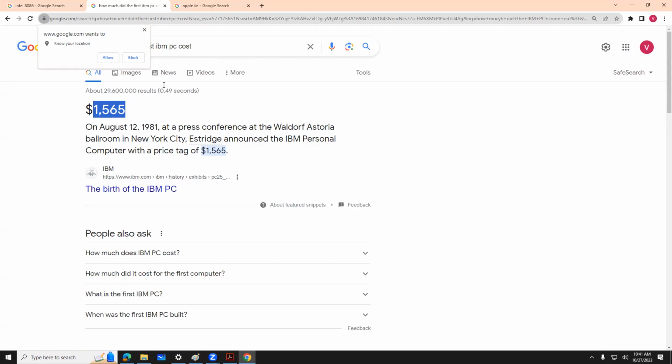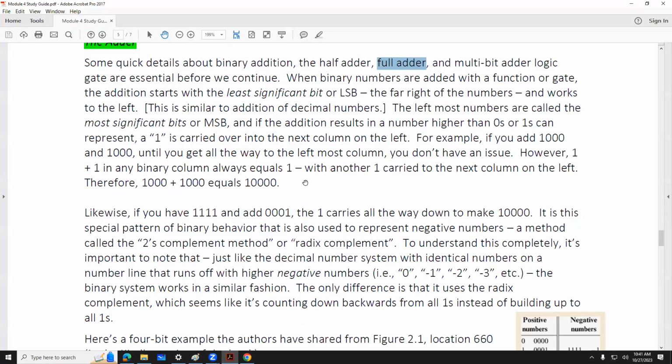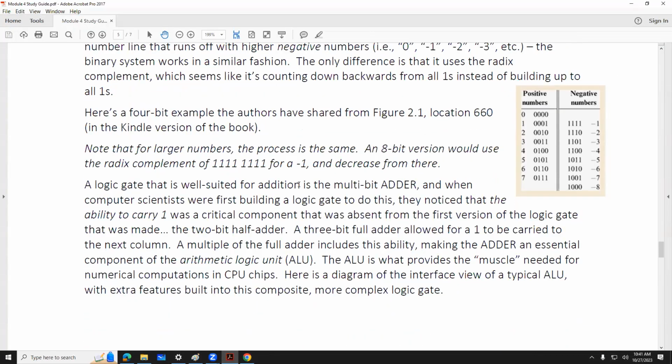IBM made its first million creating typewriters. IBM wasn't a computer company at first. They were a typewriter company, and they had keyboards, okay? This is just a little trip down memory lane.